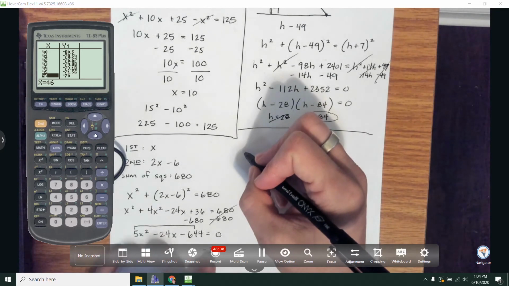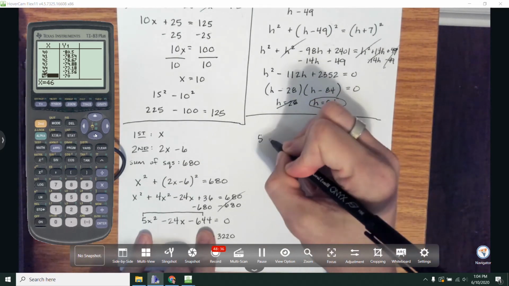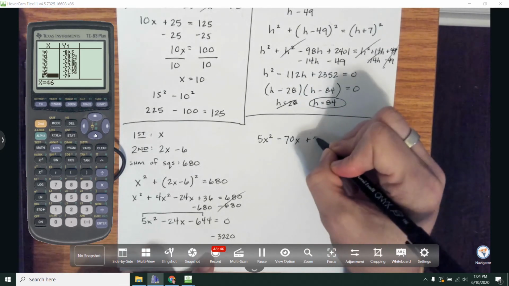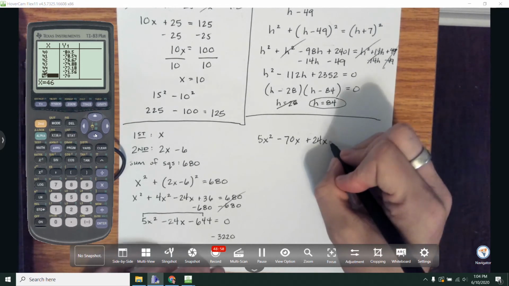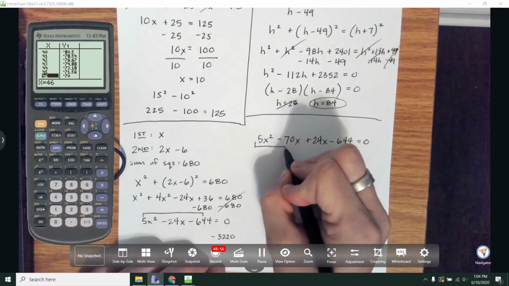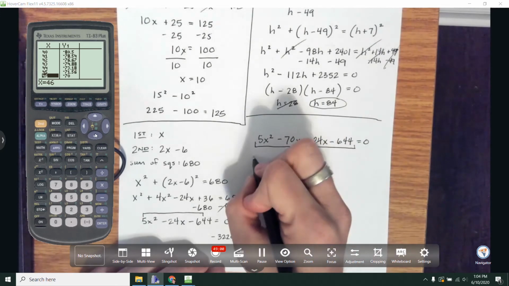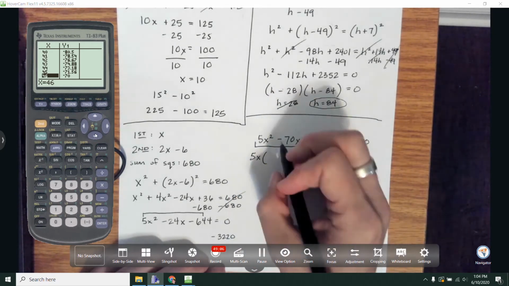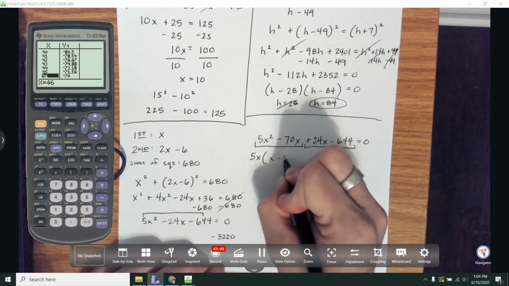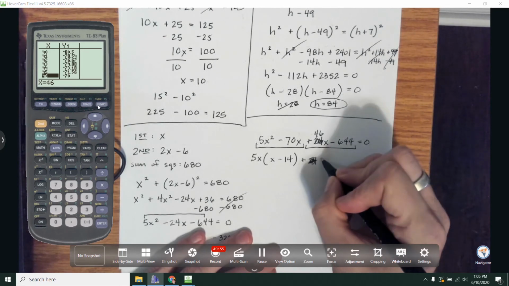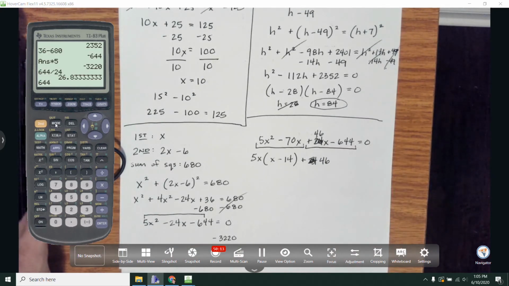Remember, we keep these two the same, and so we're going to write 5x squared minus 70x plus 24x, and then we're going to have minus 644. And this equals 0. All right, we're going to do some factor by grouping. Since we have 4 terms now, we can divide out 5x. That's our greatest common factor out of these 2 terms. That leaves us with x minus 14. This was supposed to be 46. This probably is supposed to be 46. 644 divided by 46. There we go. That's where our 14 is.